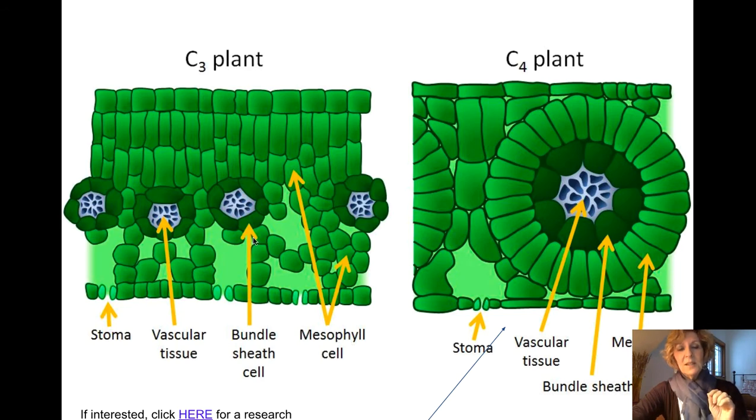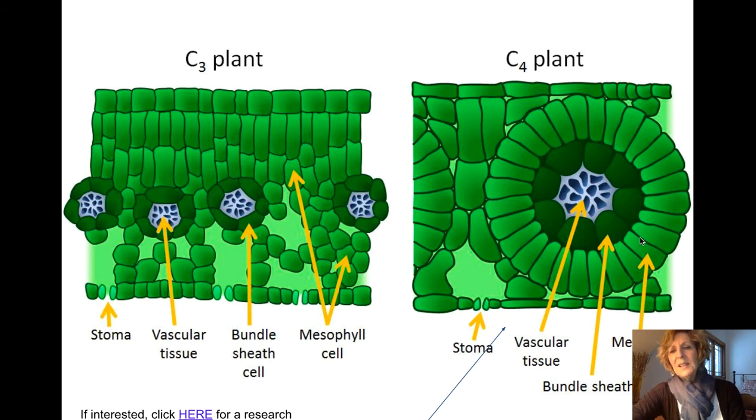So let's take a look at C3, right? So C3 plants are the regular photosynthesis. And I see my mesophyll cells, and I see I do have bundle sheath cells, and there's my vascular tissue. But in C4 plants, there's a very special relationship.